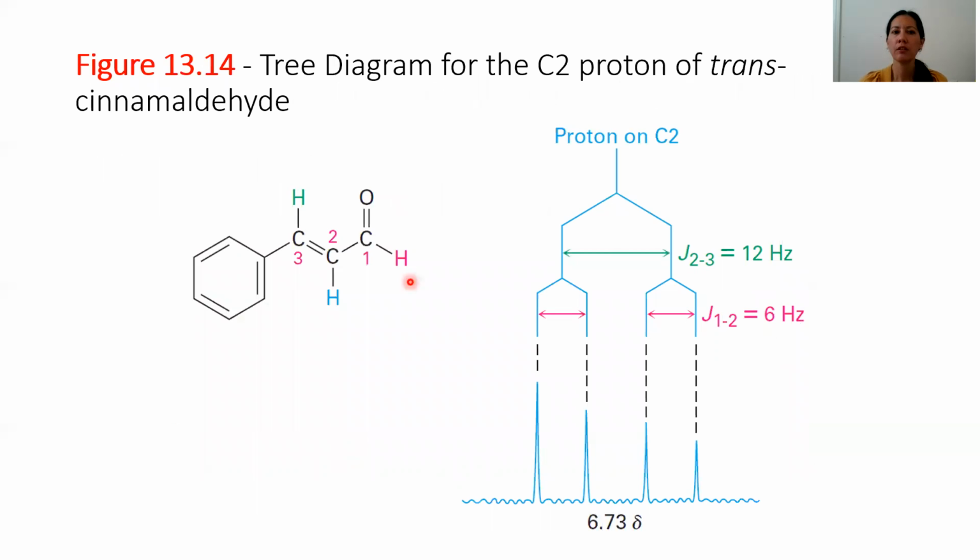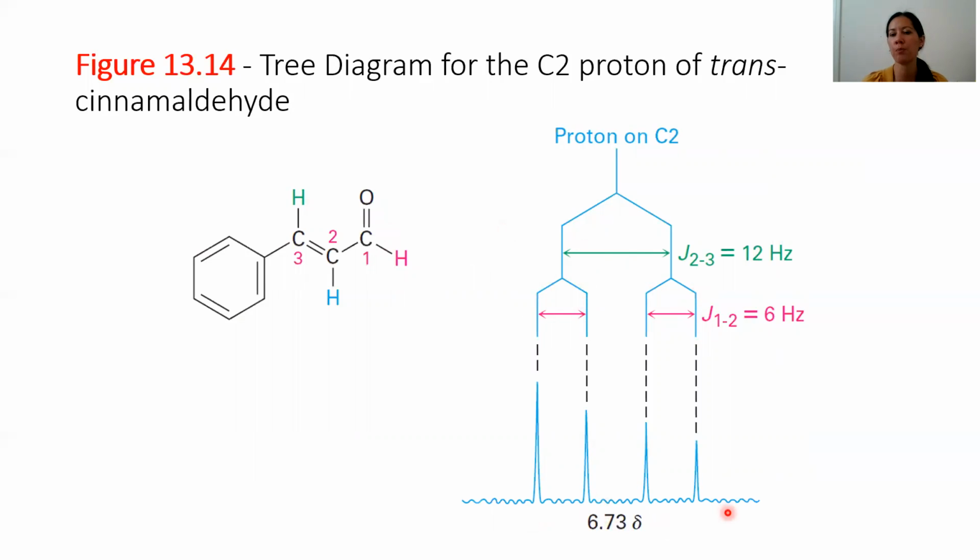Let's analyze this using what's called a tree diagram. If you look at this proton here, focus on carbon 2. This proton has 2 neighboring H's. So it can be split by this first one that's trans to it. This actually has quite a large coupling constant, but basically that proton on C2 can first be split by the C3 H and give you a doublet. Then it could be further split by the C1 H and convert each of those signals into doublets.